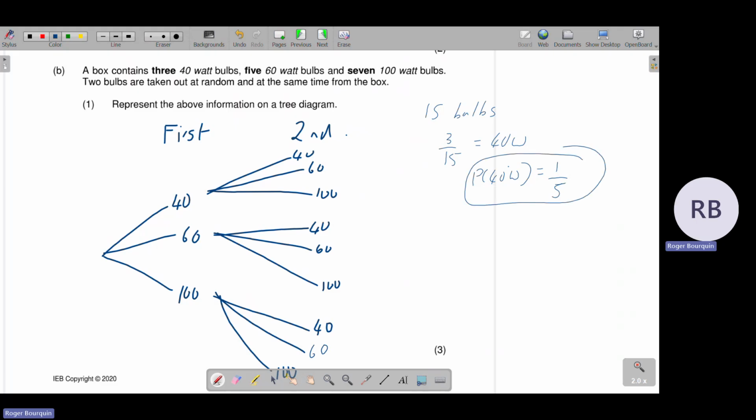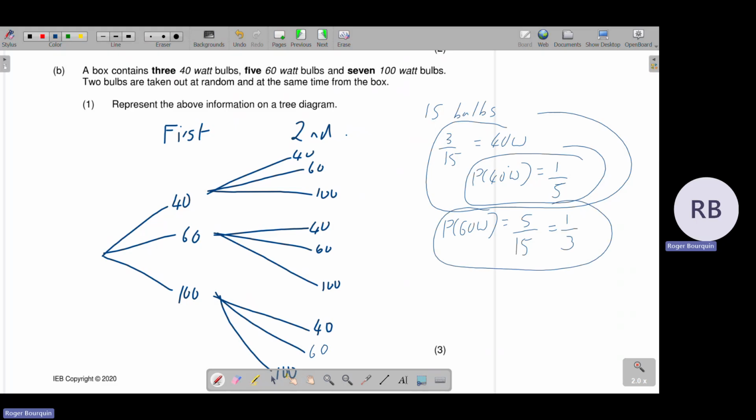Are you happy with that? Or you can give it as 3 over 15. The probability of getting a 60 watt: how many 60 watts were there? 5 out of 15, right? You can leave it as 5 over 15 or you can write it as 1 over 3.